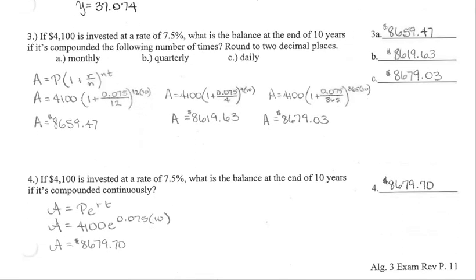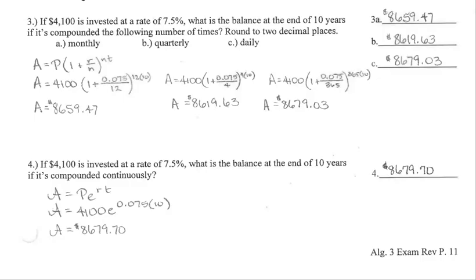All right, then for number 3, if 4,100 is invested at a rate of 7.5%, what's the balance at the end of 10 years, if it's compounded monthly, quarterly, or daily? Okay, so that's our compound interest formula, this one right here. P stands for the principal, the original amount you're investing. R is your rate, written as a decimal again. So remember to switch from a percent to a decimal. You're going to move that decimal 2 places, so that would be 0.075. And then N is the number of times it's compounded. So since this was monthly, N will be 12 here and here.